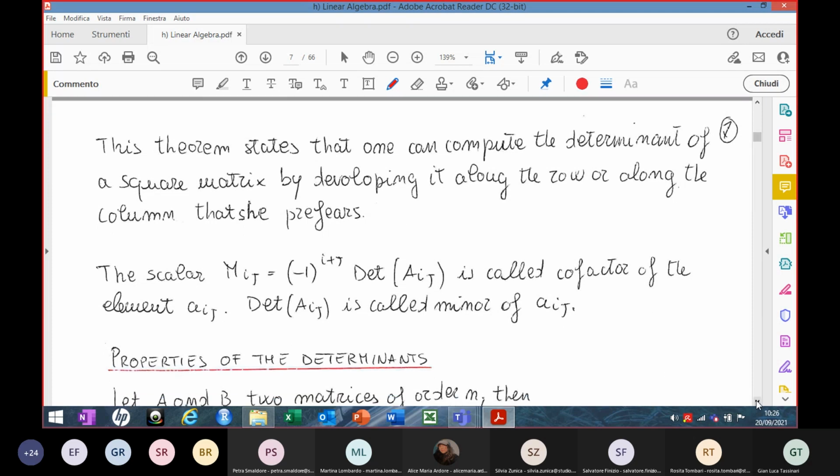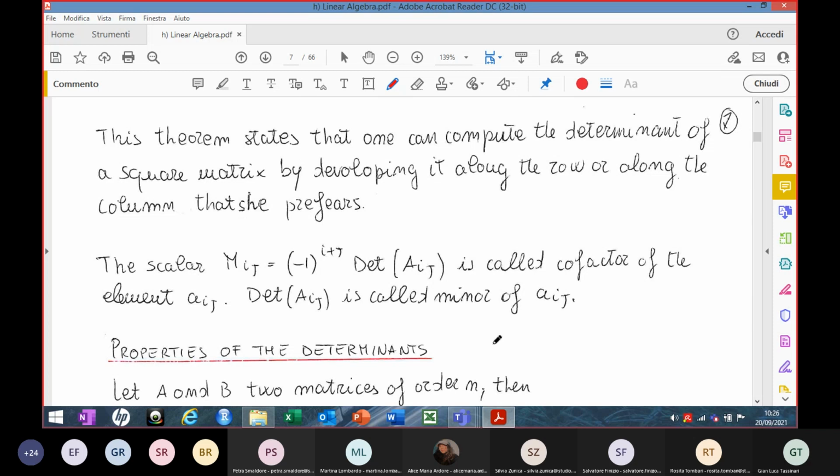And last, let me finish these things and then we do the break. The scalar capital Mij, which is defined as minus 1 to the power i plus j times the determinant of ij, is called the cofactor of the element ij. We don't need it now, but later. And the determinant of the matrix obtained by deleting the ith row and the jth column is called the minor of ij. This is called minor, and this is the cofactor.